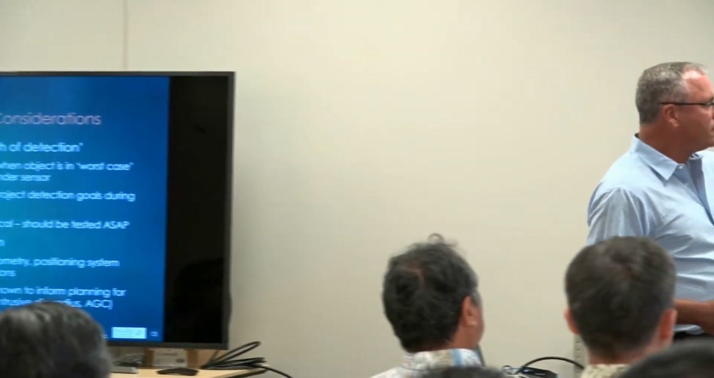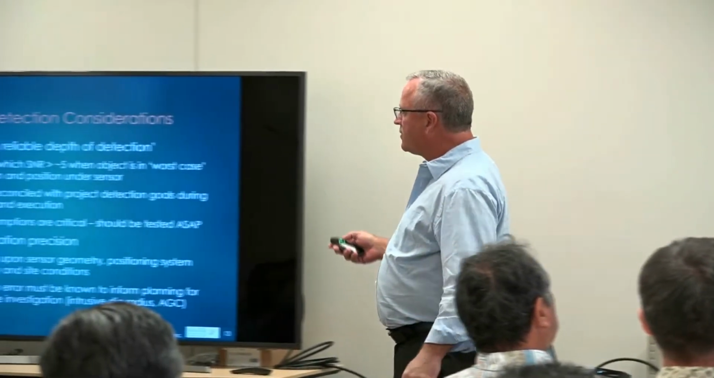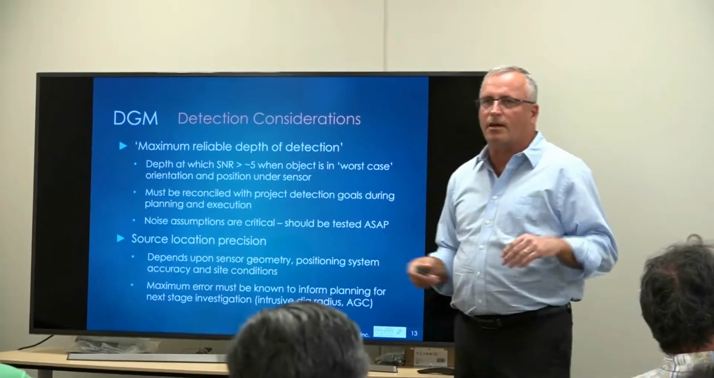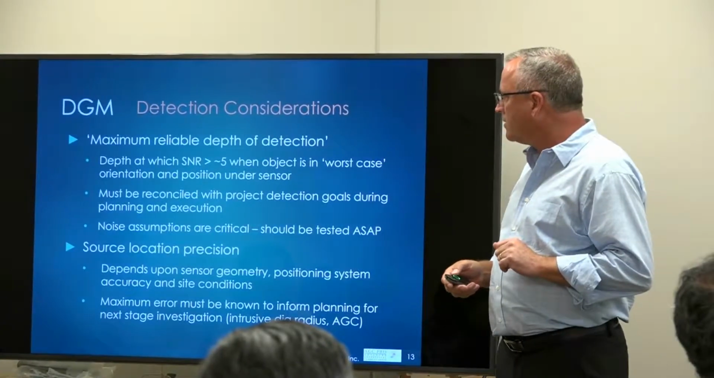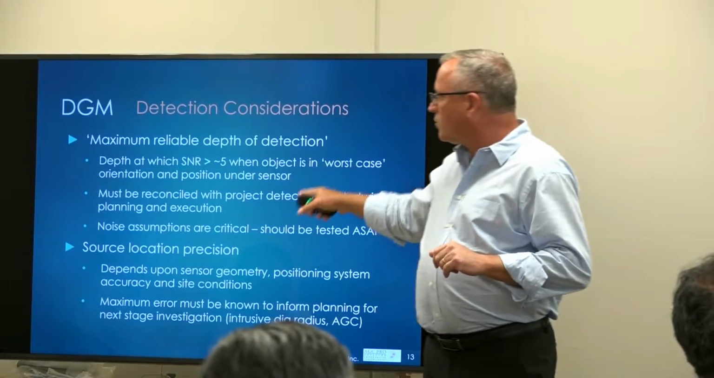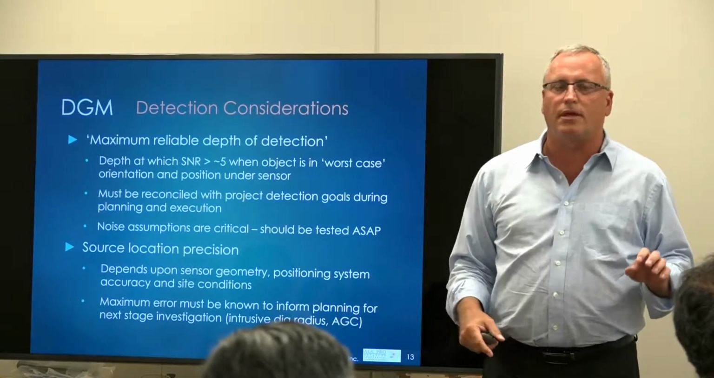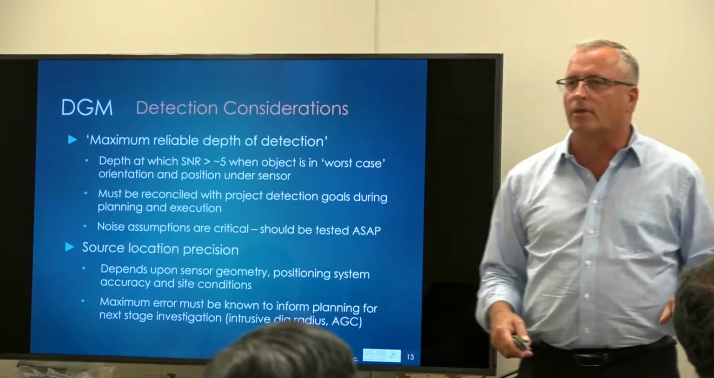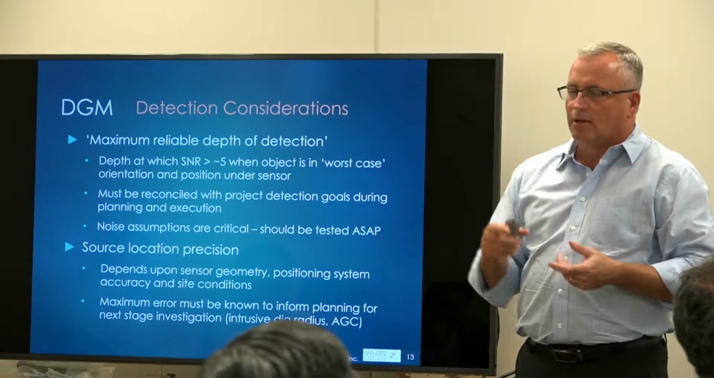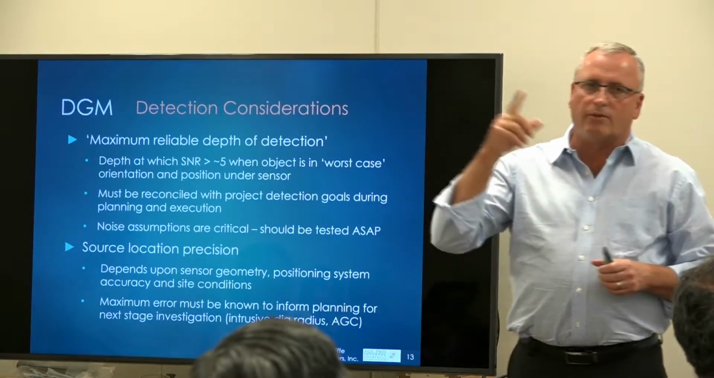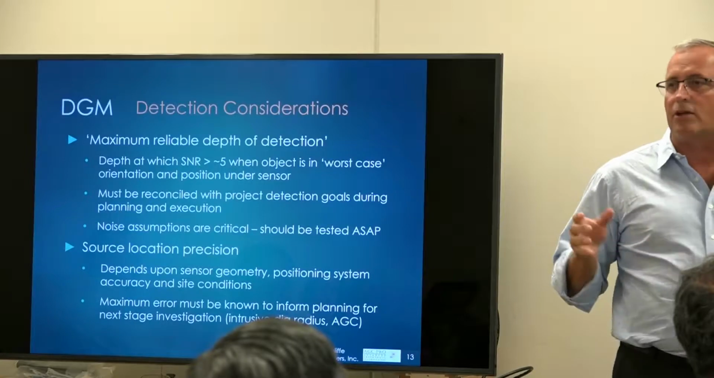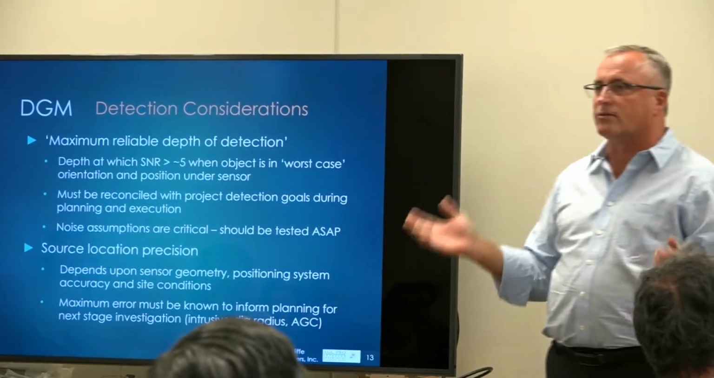So we'll talk about detection considerations. This concept that I referred to as maximum reliable depth of detection. That's the depth at which the signal to noise is roughly 5 times the background noise. The signal is 5 times the background noise when the object is in its worst case orientation and position under the sensor. Okay, so if it's a cylinder and it's vertical, in the center of the sensor, that's when it's maximally coupled to the primary field, you get the biggest signal.